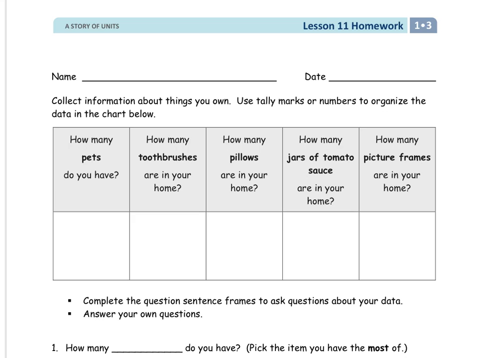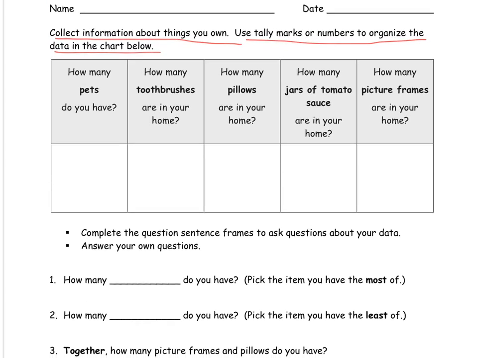The directions at the top say, collect information about things you own. Use tally marks or numbers to organize the data in the chart below. So you're going to go around and tally up and count how many pets you have. And just for an example, I'll fill in some of this. I have 2 pets, so I'm going to put 2 tally marks.